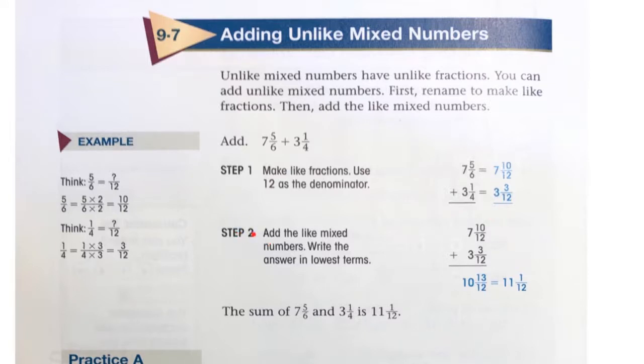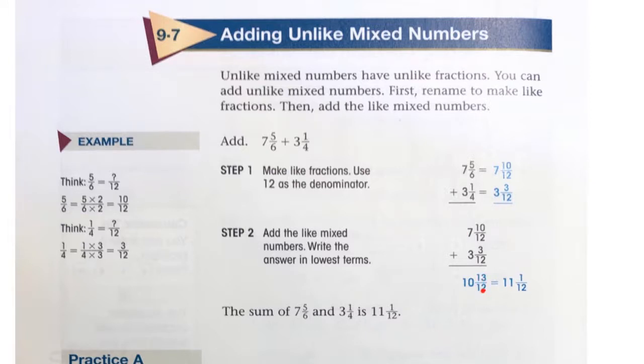Step 2, add the like mixed numbers. Write the answer in lowest terms. Now that they're like fractions, we add the numerators. 10 plus 3 is 13. The denominator stays the same, 12. Add the whole number, 7 plus 3, 10.